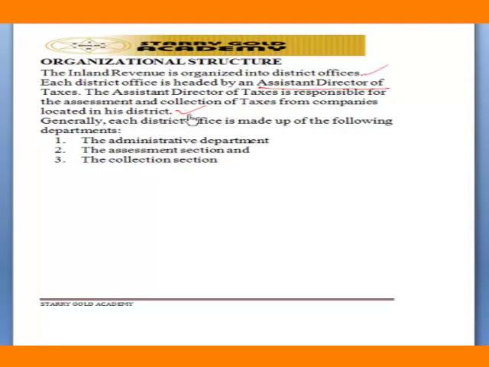Generally, each district office is made up of the following departments. So when you come down to a zone or a district office, we have these units again: the administrative department, the assessment section, and the collection section.